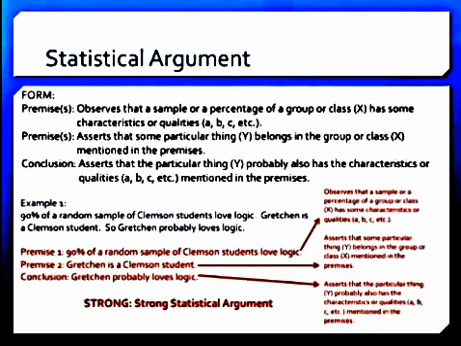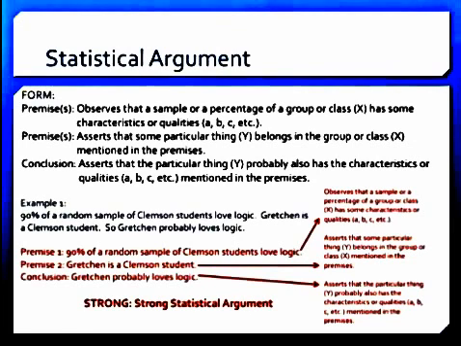However, note that inductive generalizations are different from statistical arguments in the sense that they have different second premises. For statistical arguments, the second premise asserts that some particular thing Y belongs in the same group or class X mentioned in the premises. This is not going to be the case with inductive generalizations. Furthermore, what is going on in the conclusion is also different in a statistical argument. In a statistical argument, it is asserted that the particular thing Y probably also has the characteristic or qualities A, B, C mentioned in the premises. This is not going to be the case with inductive generalizations.